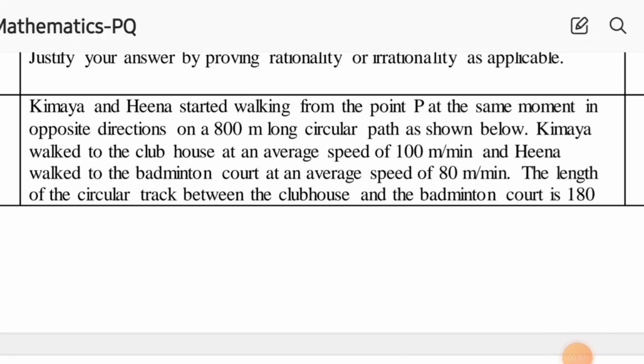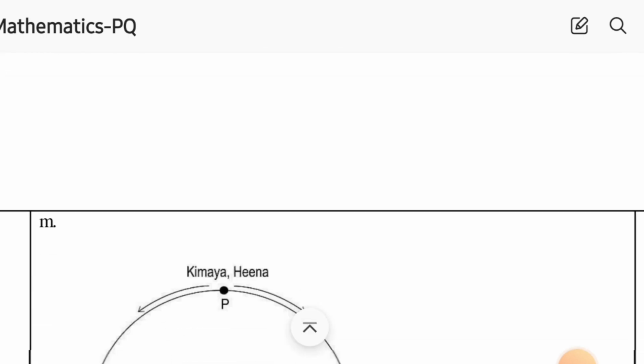Hello students, today we'll be solving a random question from the additional practice question set 1 which is issued by the board this year only, that is 2023-24. So the question says that Kimaya and Heena started walking from the point P at the same moment in opposite directions. Here's a diagram given.